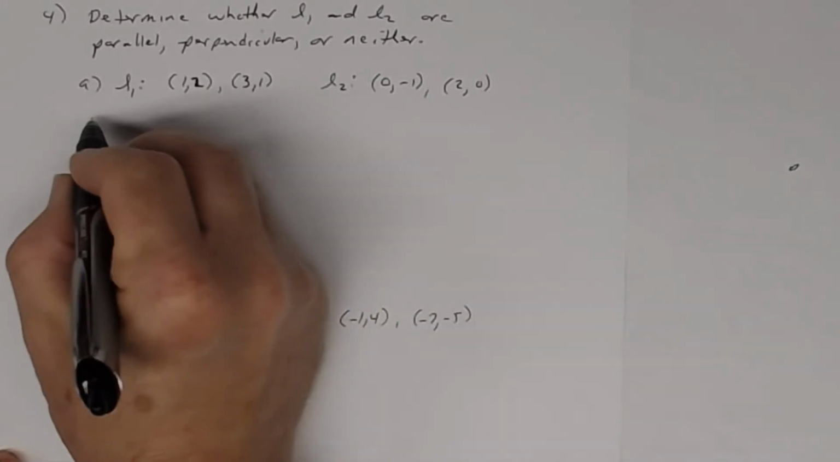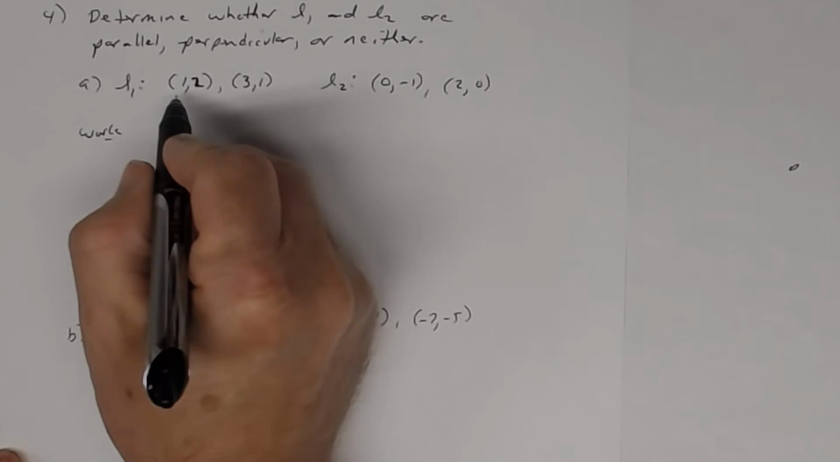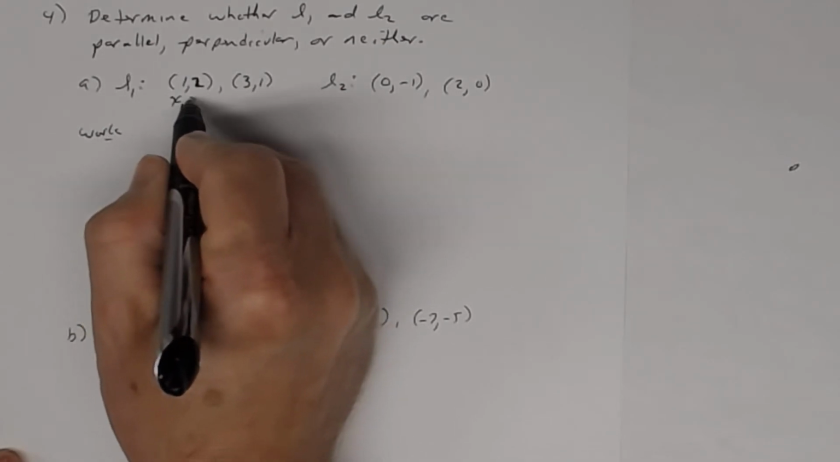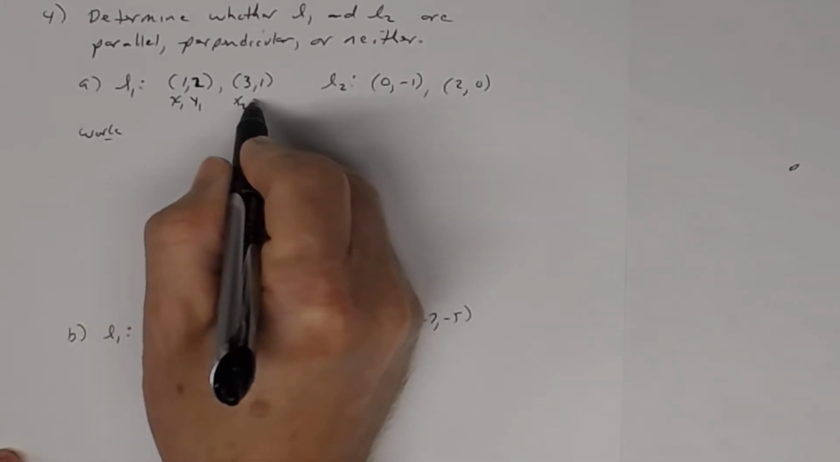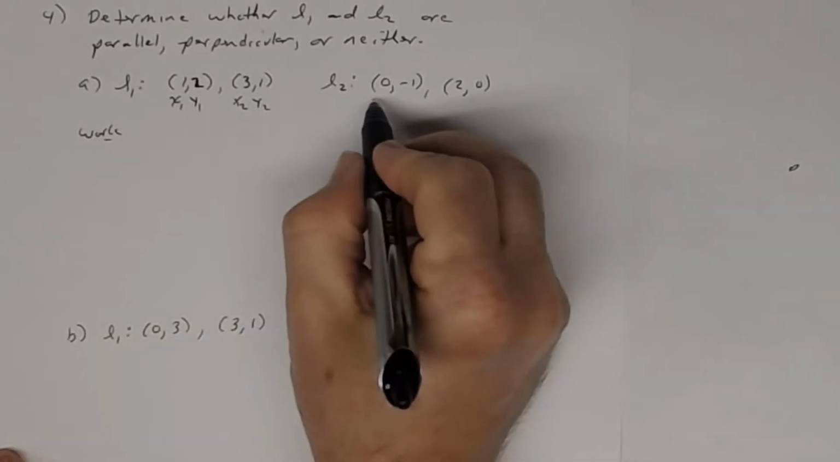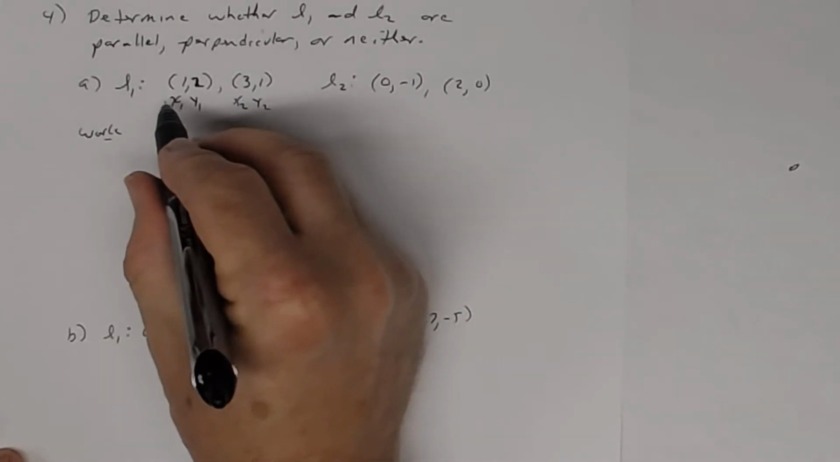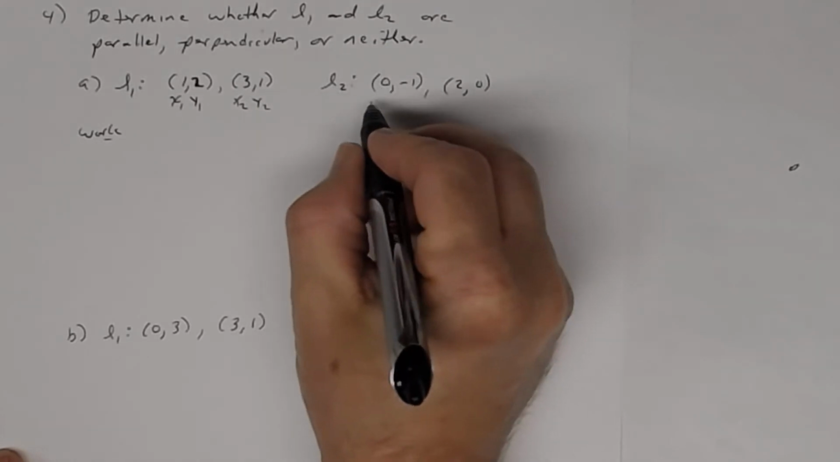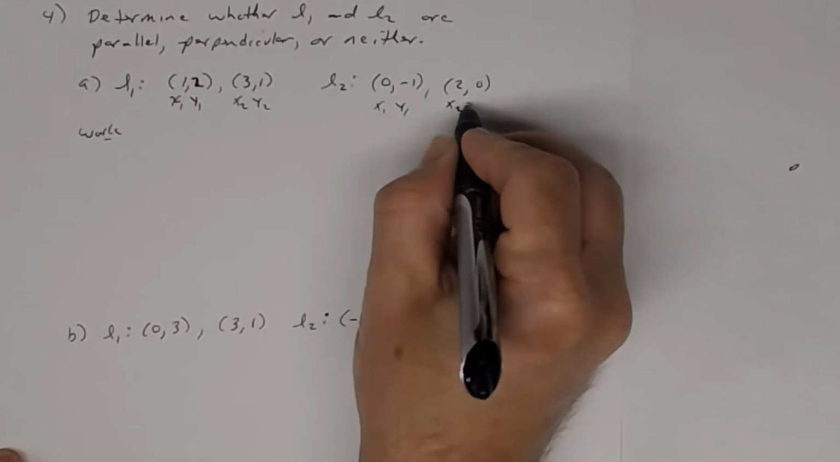Before we get started doing the work, make sure you label these. Labeling these does help. So here's the first and second point of line 1, and here's the first and second point of line 2: x1, y1, x2, y2.